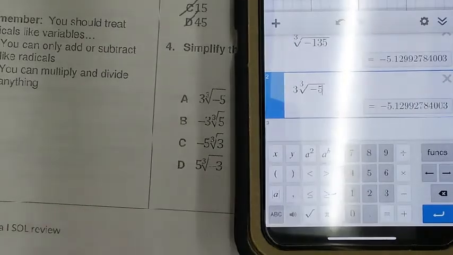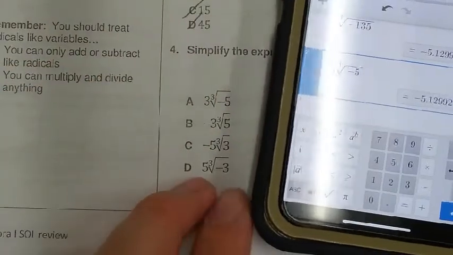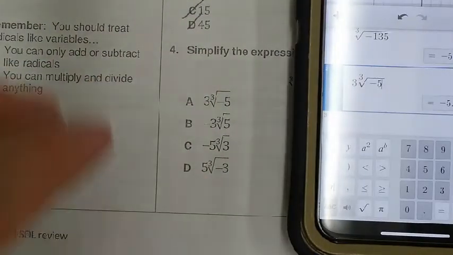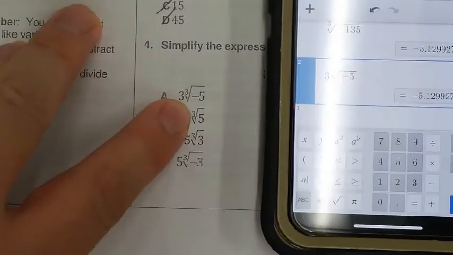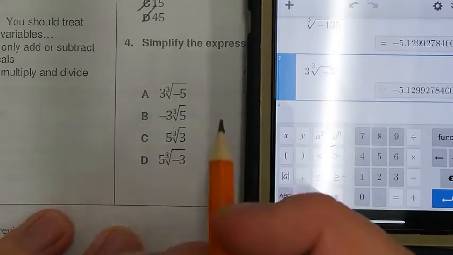Honestly, I'm going to look at my other answer key. I don't really see why B wouldn't work as well. Oh, because you can't pull out a negative. That's right. The negative has to stay inside the square root because you cannot pull out a negative. So that's why B cannot work. So it is A.